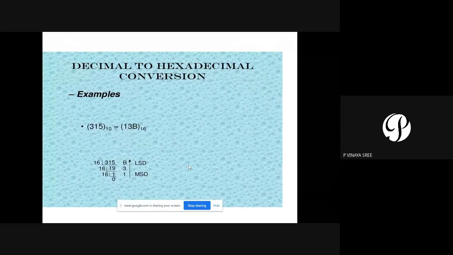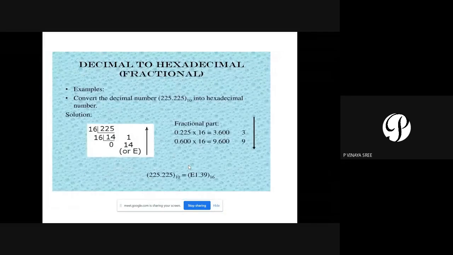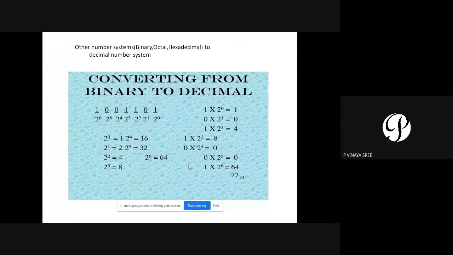So for decimal to hexadecimal conversion, these are some more examples. I will share these PPTs once the number system is completed. Next, the other number systems, that means binary, octal, hexadecimal conversion to decimal. So this is an example.